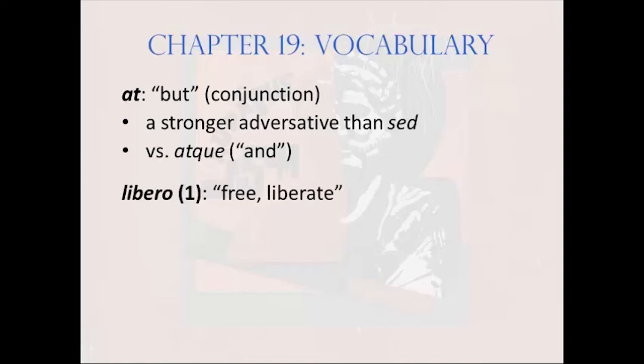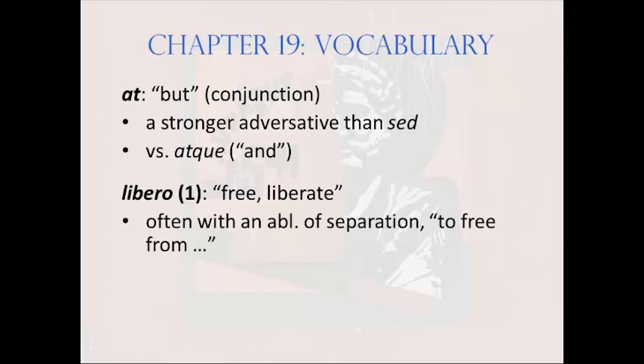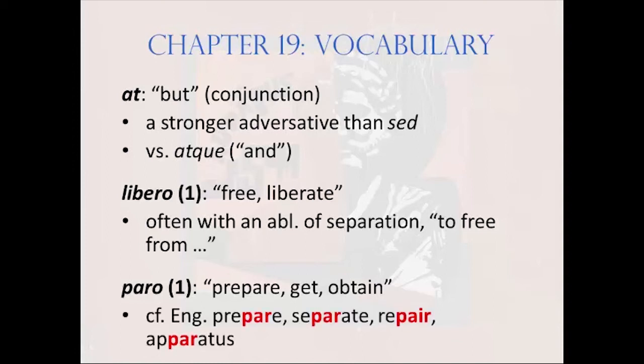The next word, libero, a first conjugation verb, means free or liberate. Often this verb is followed by an ablative of separation, meaning to free from something. The next word, paro, another first conjugation verb, means prepare, get, or obtain. This word has produced many English derivatives like prepare, separate, repair, apparatus. This Latin verb should help you remember that the word separate is spelled S-E-P-A-R-A-T-E, getting its middle three letters from paro.